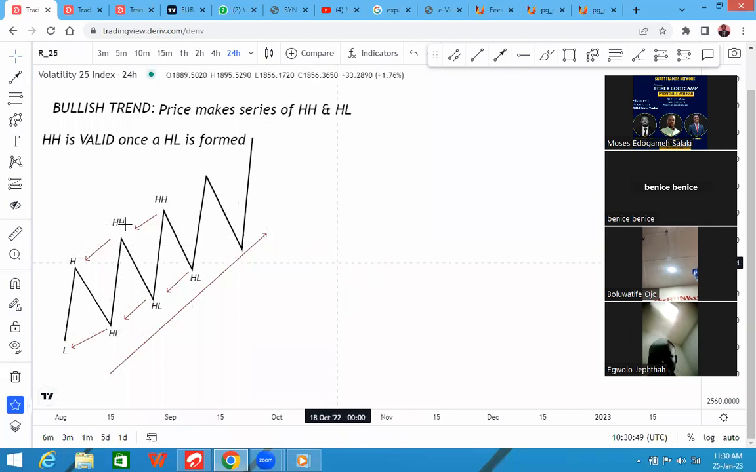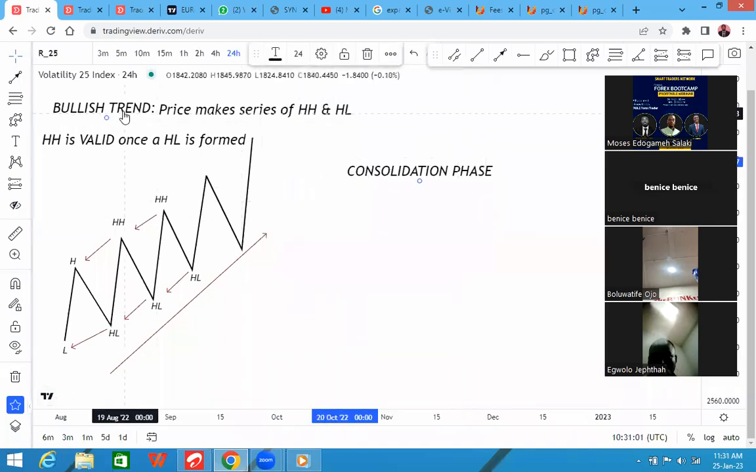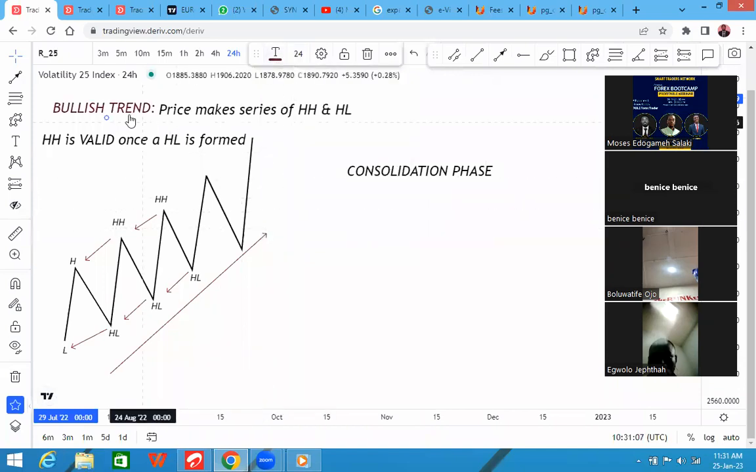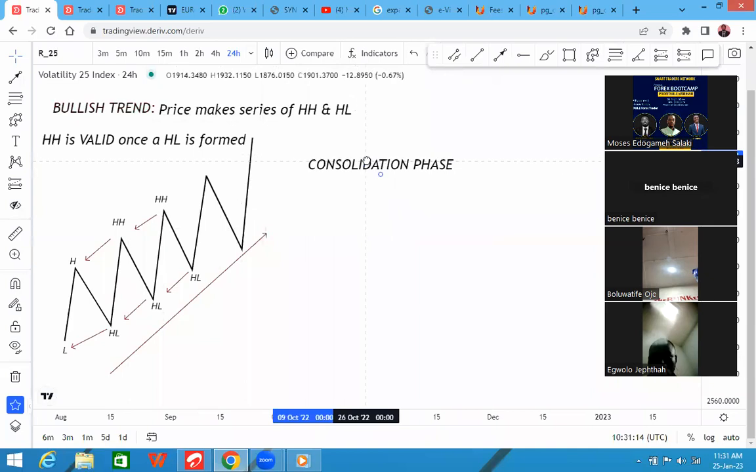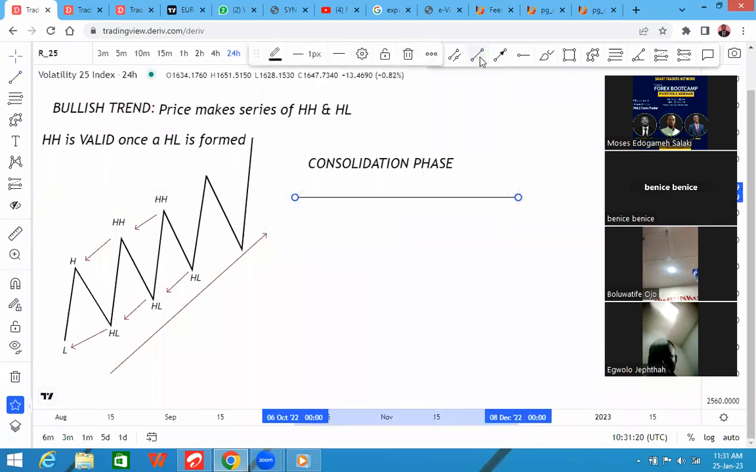Now let's go to the next phase, we have the consolidation phase. In the consolidation phase, price tends to make, I'm just returning back to the color. All right. In the consolidation phase, price is trading within a zone. Price is trading within a zone.